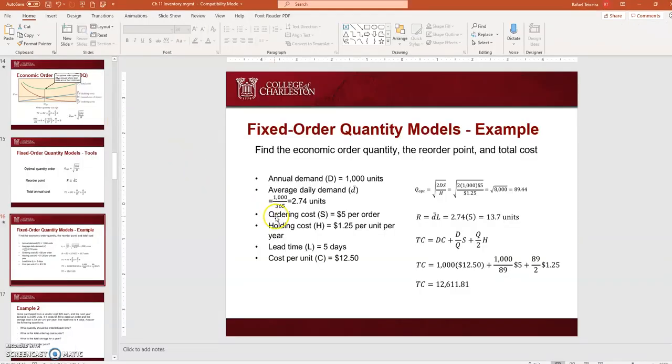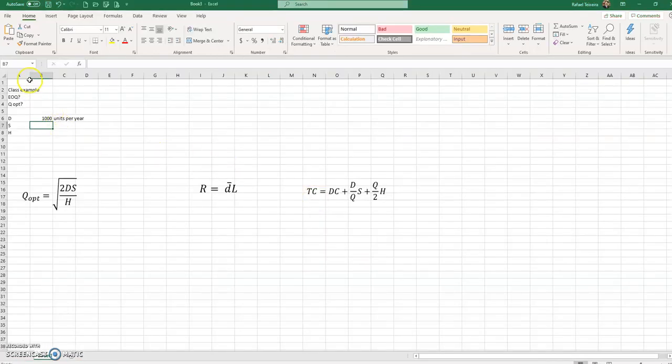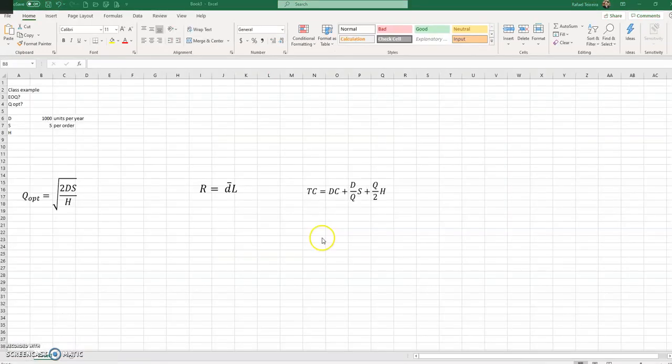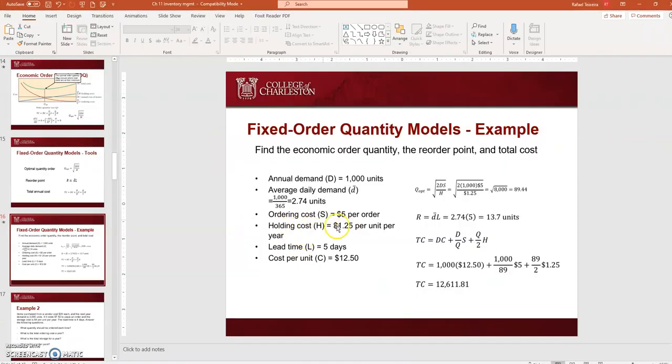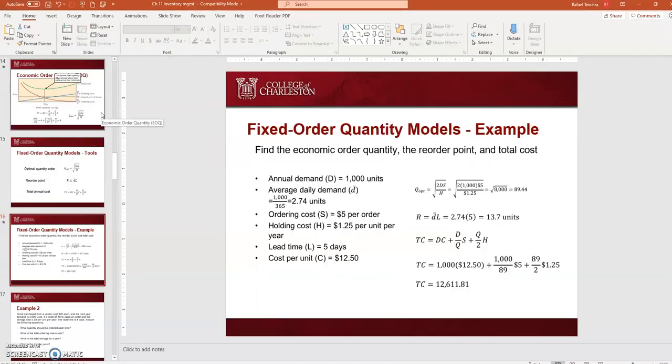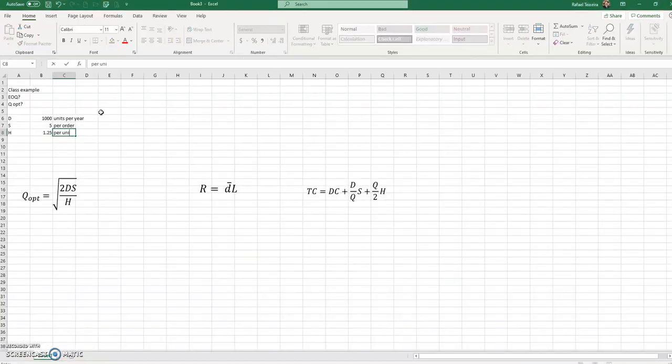What is S? S is how much it costs for us to place an order. It's $5 per order. So every time you place an order, it costs $5. And H is the holding cost. How much is the holding cost? It's 1.25 per unit per year. Okay. Now let's solve that.